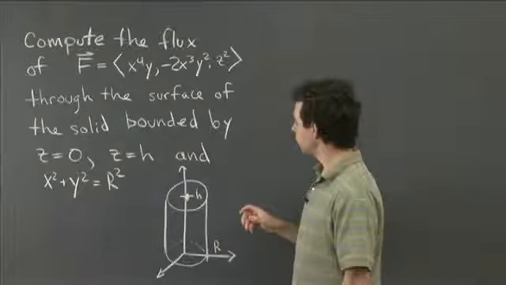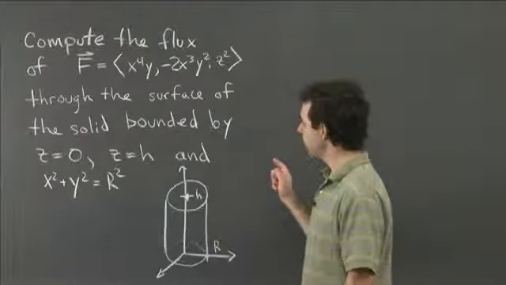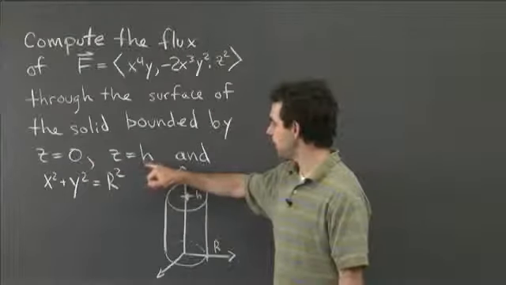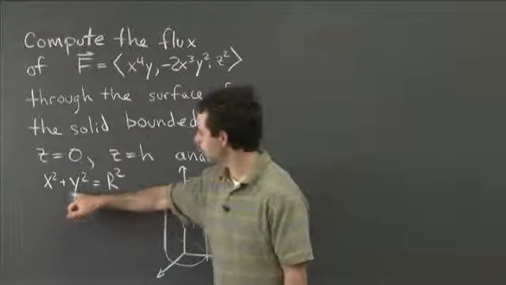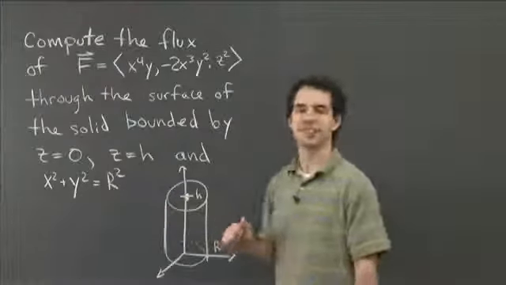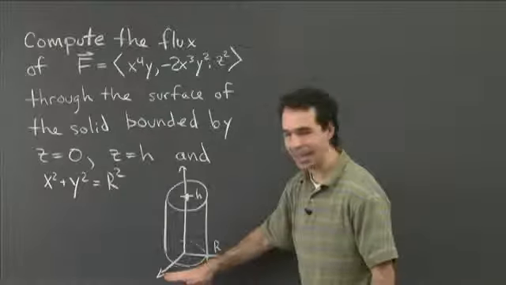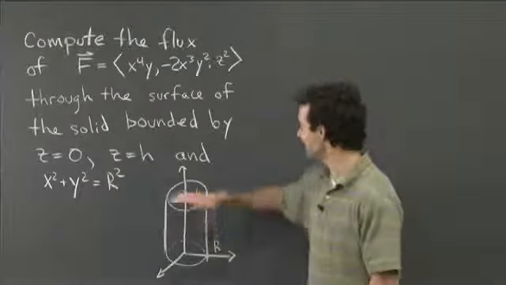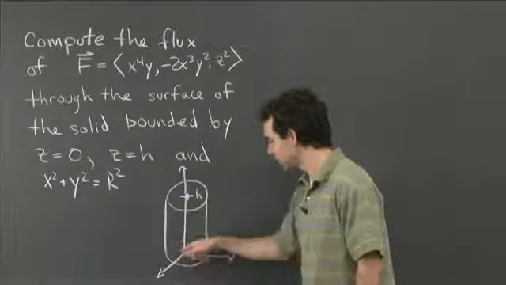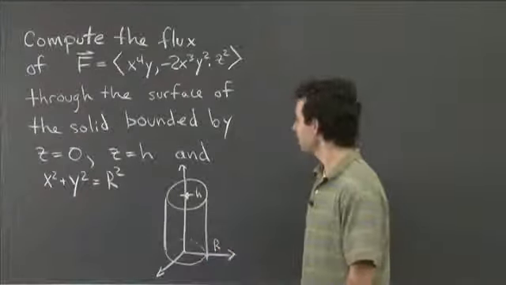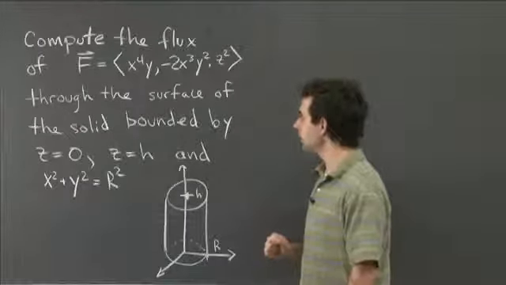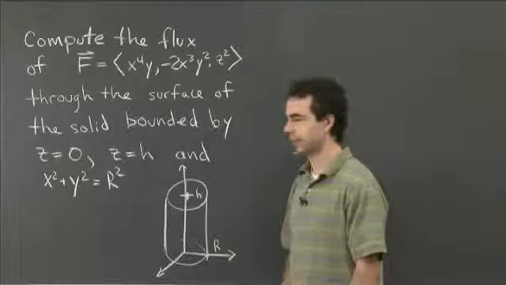And it's passing through the surface of a solid that's bounded by the plane z equals 0, by the plane z equals h, and by the surface x squared plus y squared equals r squared. So often we call this solid a cylinder. It's got its bottom surface in the plane z equals 0, and its top surface in the plane z equals h, and it's got a circular base with radius r there. So what I'd like you to do is to compute the flux of this field F through this cylinder.